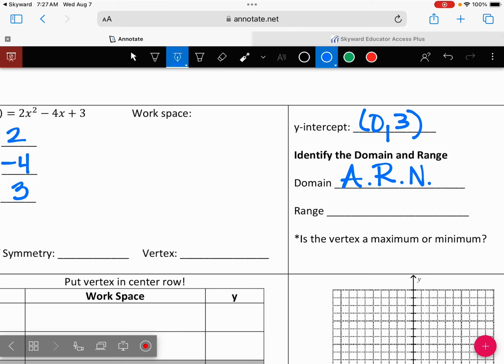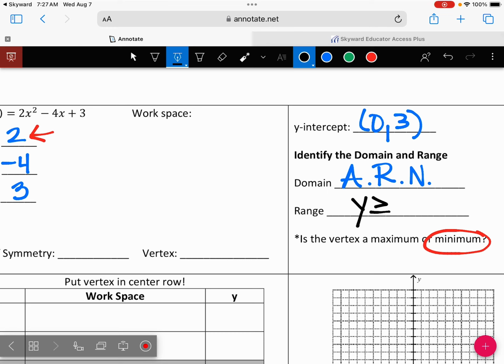Now, because this is positive, that means we have a minimum. Go ahead and circle minimum. And then for your range, because it's a minimum, your range is going to start off as y is greater than or equal to. And we'll have to do our table to figure out what number will go there.